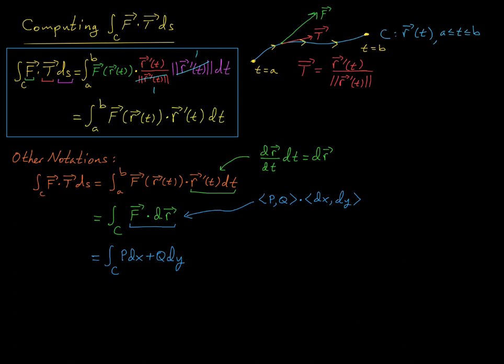Now if you're thinking in terms of components, if I call the components of our vector field, say, P and Q, and dr is just the differentials of our x and y components, dotting those together, I'm going to get P dx plus Q dy. This is another really common notation that we're going to see a little bit later.